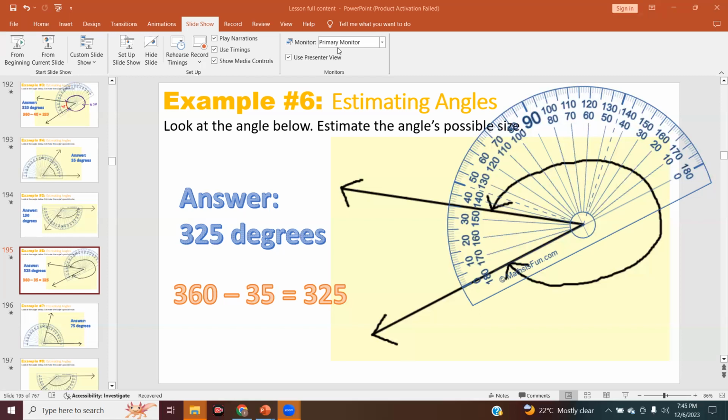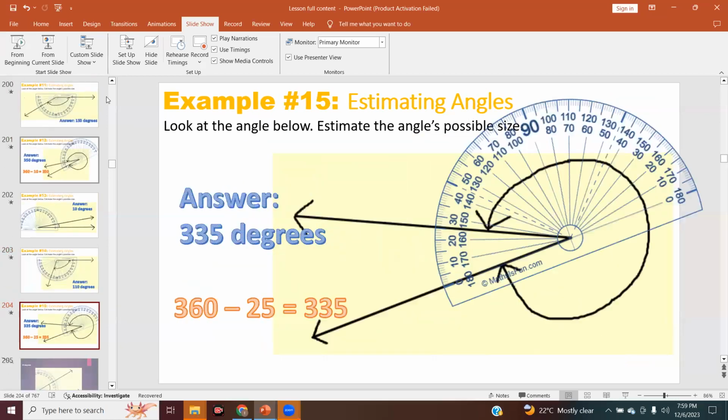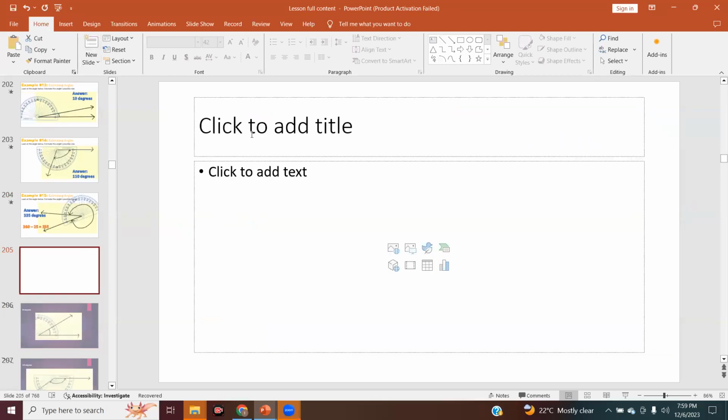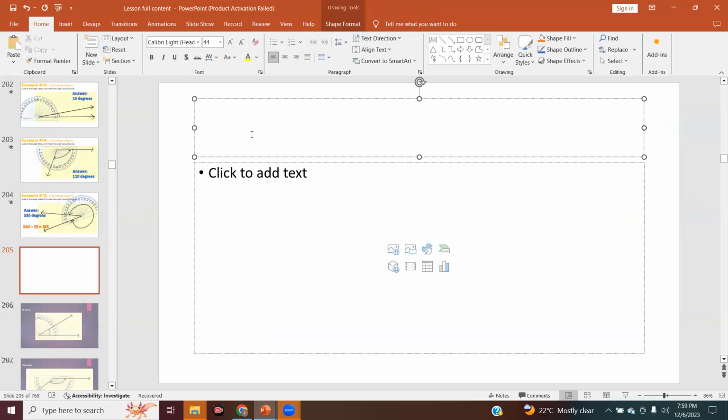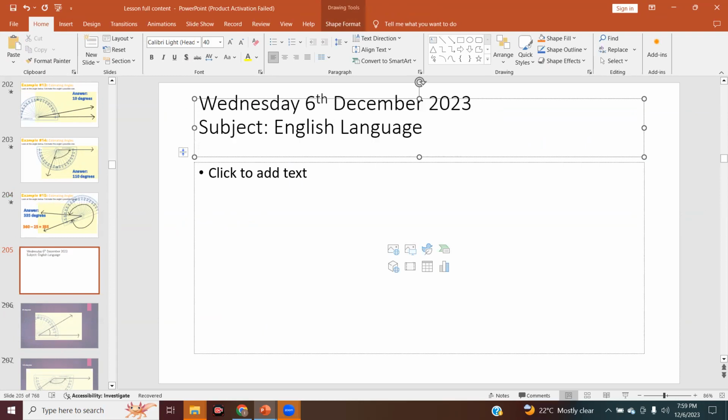All right, okay, let's transition over to English language. It's currently 7:59, so let's begin with English. Today is Wednesday, the 6th of December, 2023. The subject is, of course, English language. Write this down for me, please. And the topic that we'll be doing would be expository essay.